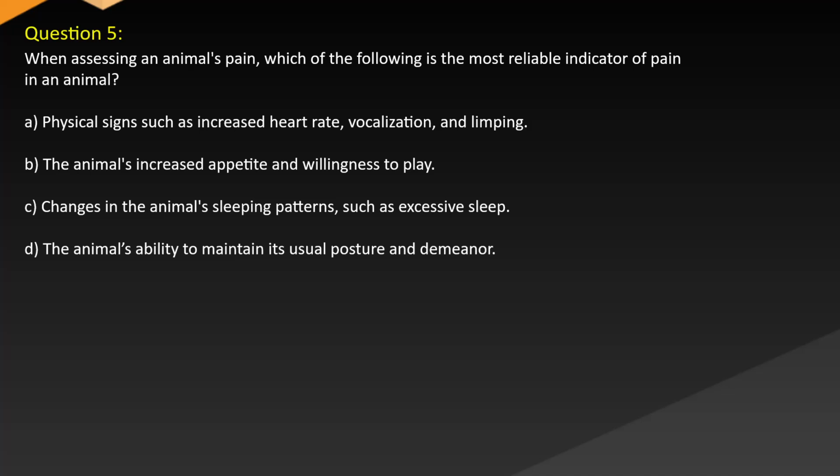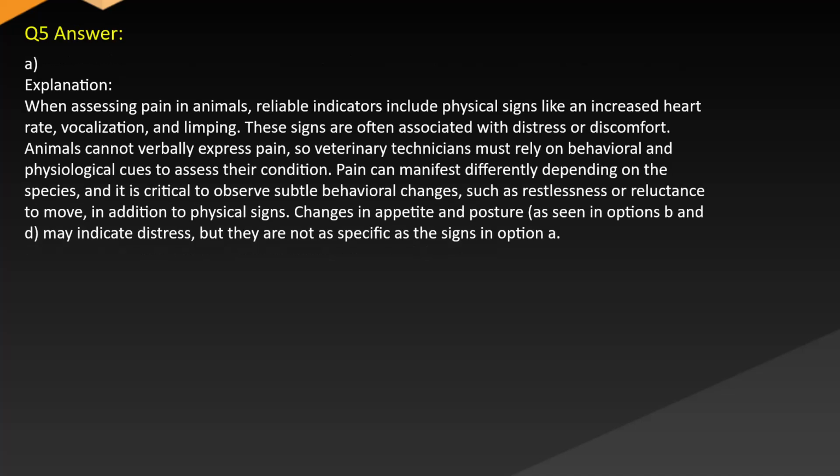B. The animal's increased appetite and willingness to play. C. Changes in the animal's sleeping patterns, such as excessive sleep. D. The animal's ability to maintain its usual posture and demeanor. Answer A. Explanation. When assessing pain in animals, reliable indicators include physical signs like an increased heart rate, vocalization, and limping. These signs are often associated with distress or discomfort.